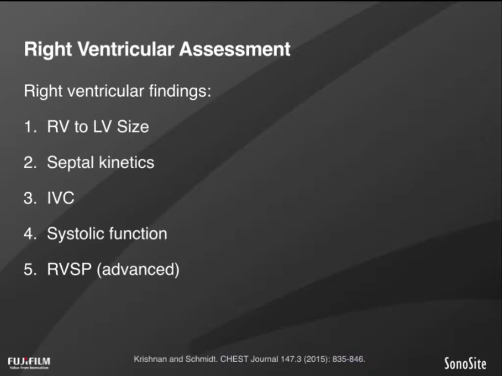We will review some of these findings here, including the most basic and important, which is the right ventricular to left ventricular size. The kinetics of the interventricular septum are equally or nearly equally important. The presence or absence of IVC engorgement to support right ventricular dysfunction is critical. Assessment for gross systolic function. As well, the point of care sonographer can easily assess for right ventricular systolic pressure. However, this will not be covered in this tutorial, but will be covered in a separate module, as this invokes spectral Doppler, which is an advanced technique.